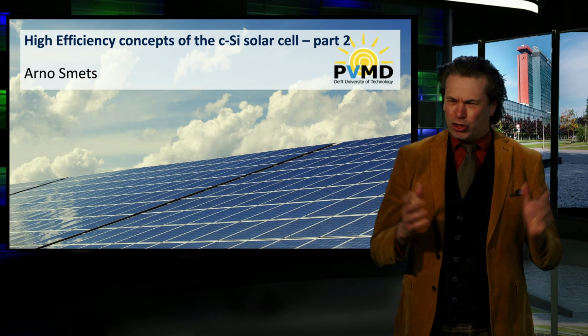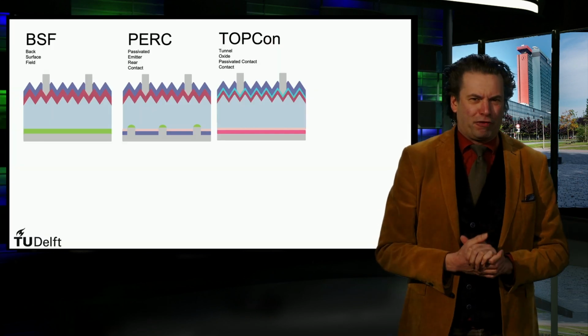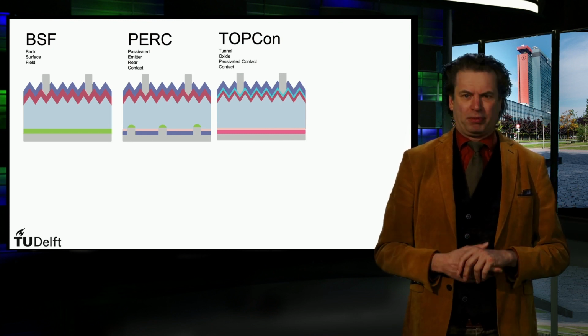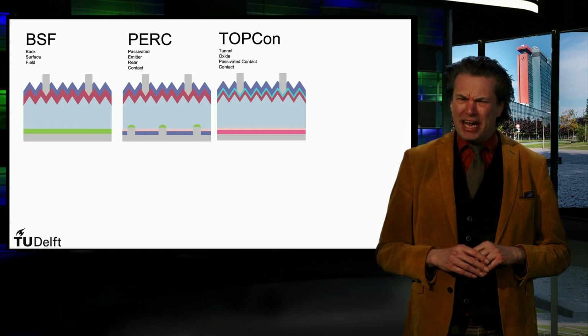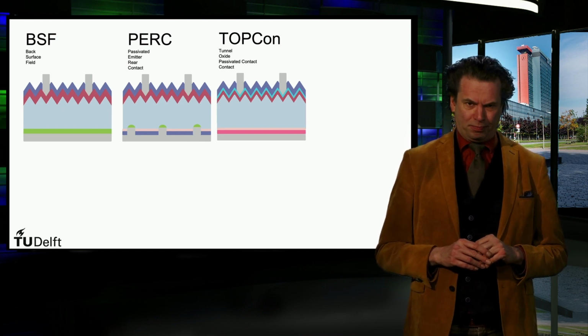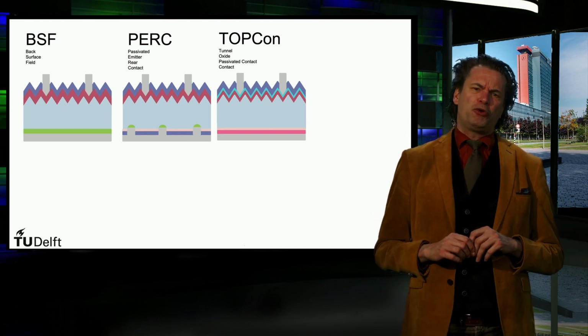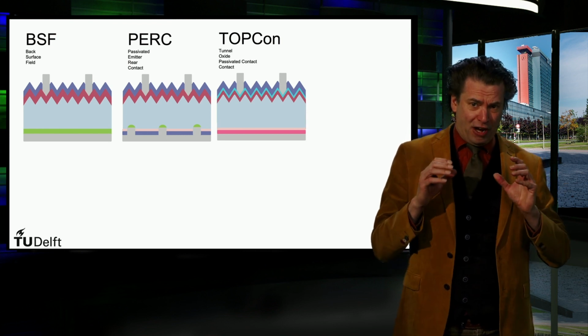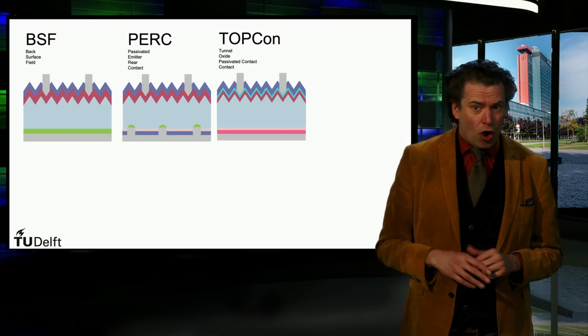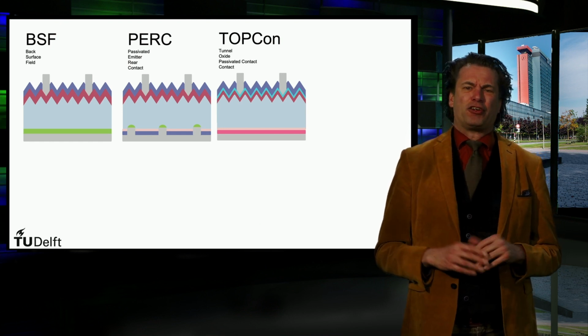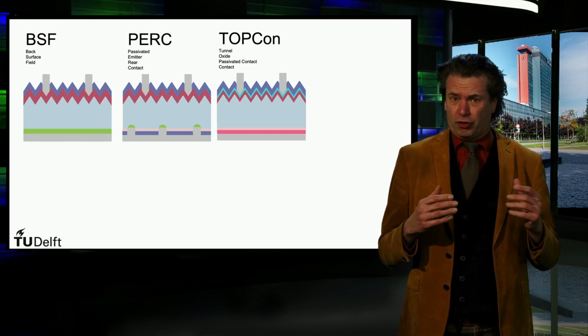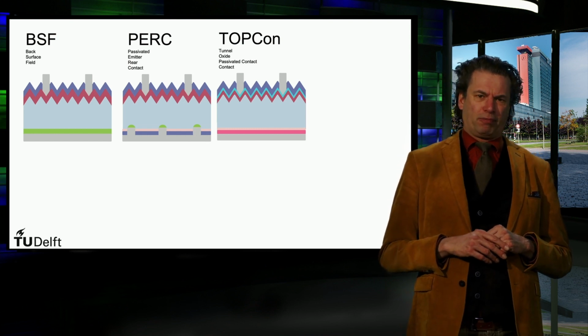Welcome back. So far we have discussed the back surface field and the PERL-PERC concept. The back surface field and the PERL concept were traditionally based on a p-type wafer. However, we have to note here that n-type wafers have favorable electrical properties over p-type wafers and are therefore gaining a higher fraction of the market over the historically favored p-type wafer.